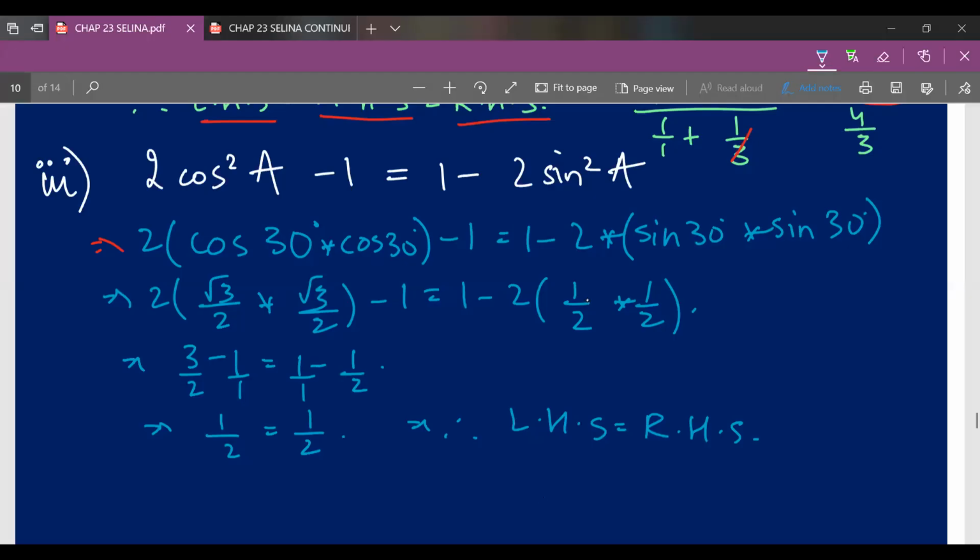Okay, I've already solved this question, so don't worry, I'll explain the process. Over here cos 30 degree is root 3 upon 2, according to the magic triangles above. So 2 into root 3 upon 2 into root 3 upon 2 minus 1, and on the RHS it is equal to 1 minus 2 into sin 30 degree, which is 1 upon 2, sin 30 degree will be 1 upon 2. So this whole question will be translated to 2 into 1 upon 2 into 1 upon 2.